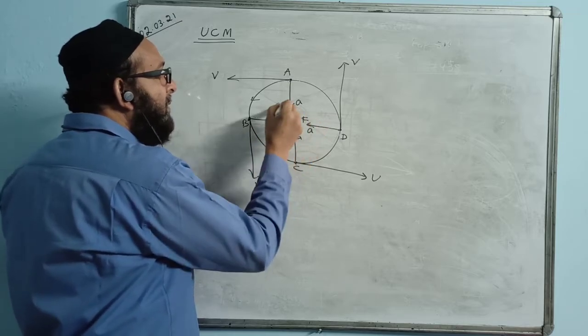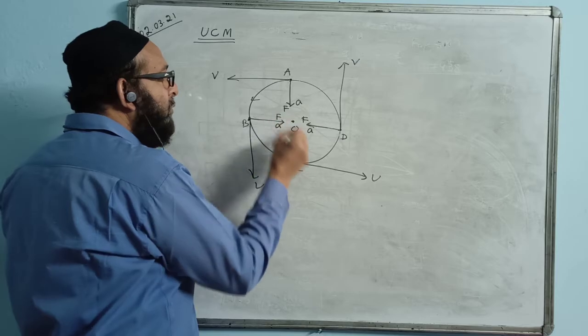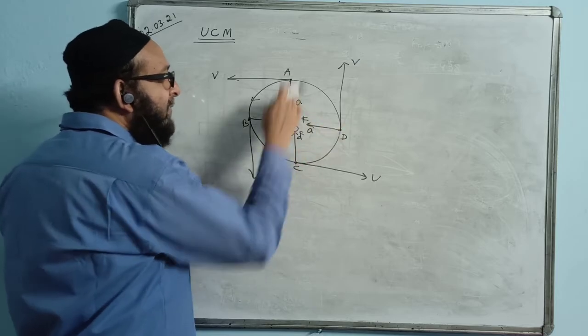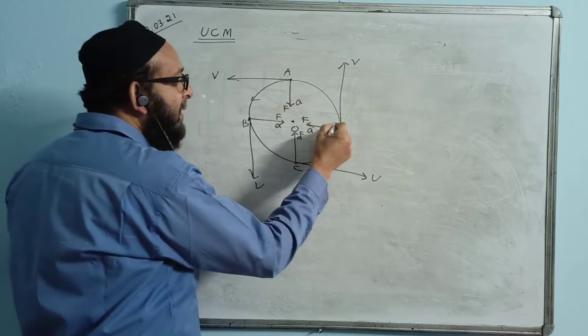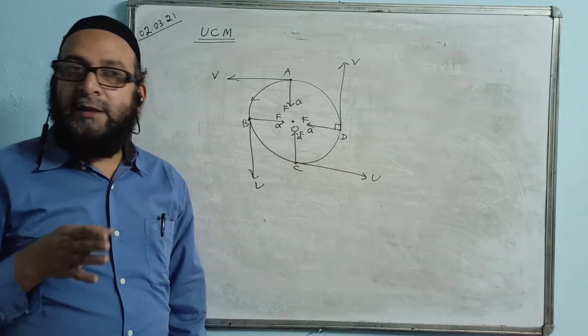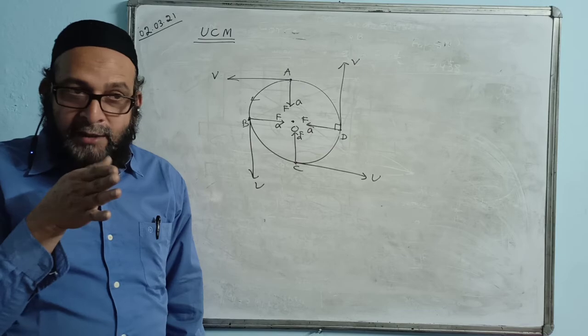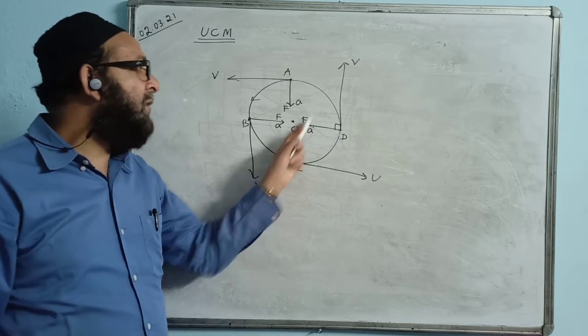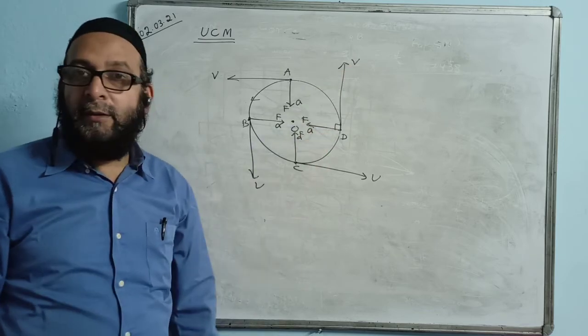Force direction will also be the same. Force and acceleration will have the same direction. The angle between force and velocity will be 90 degrees. In linear motion, in translational motion, force and velocity are in the same direction. But here the force and velocity are perpendicular to one another.